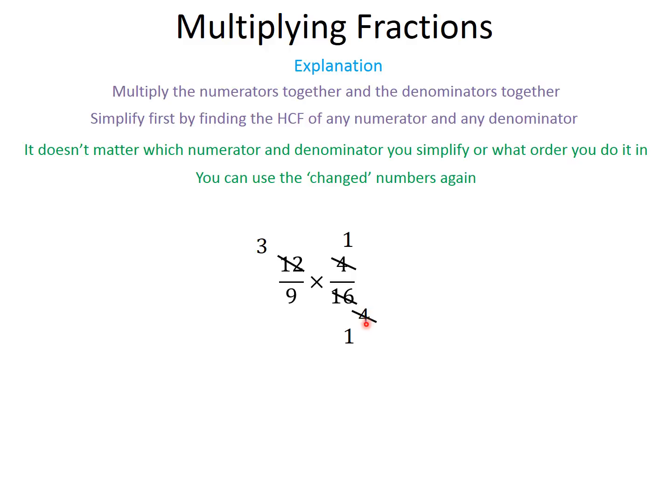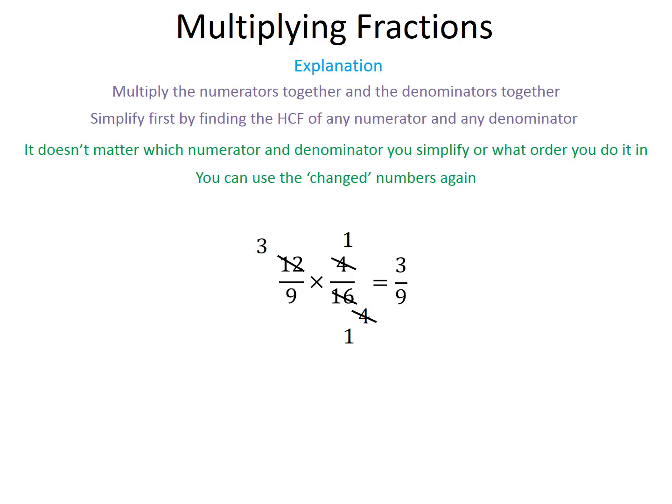Notice that I crossed out the 4 here. That's because that's just the new number that's on the bottom of the fraction. I can't use the 16 again, but I can use the new number again. And so that's fine. And I could use the 3 again if I wanted to. And so what I'm going to do now, I'm going to do my multiplying. And if you just notice something that you think I haven't, just give me a moment. So let's do 3 times 1 is 3. 9 times 1 is 9, and I get 3 over 9.